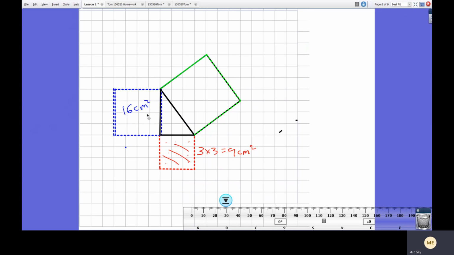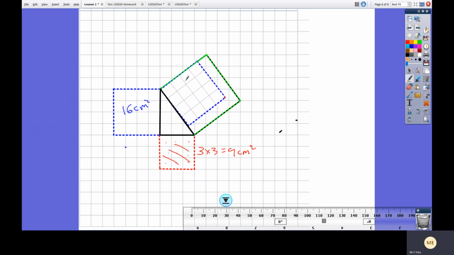So what I've got here is a duplicate of my blue square. And what I'm going to do is fit it at the corners into my green square, exactly like that. So there we go. What I want to look at now is the area of the green square. I can see that that blue square fits in it with some space left. So I have 16 centimeters squared here.